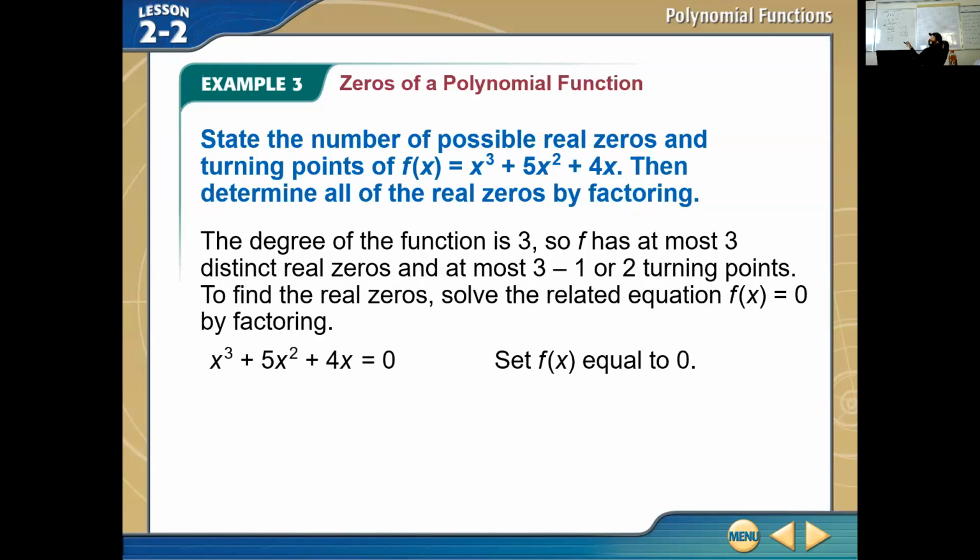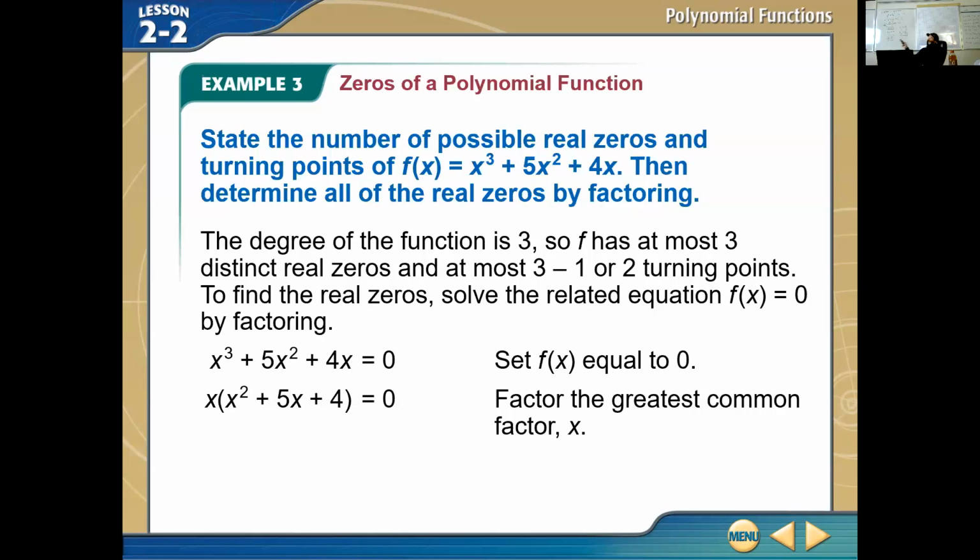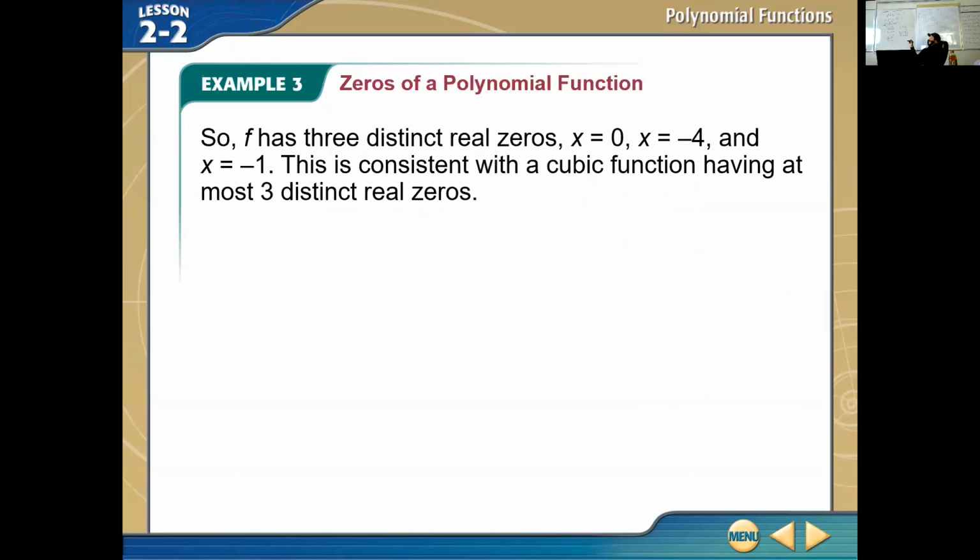So they set it equal to 0. They factor out the greatest common factor of x. Okay, and then they factor the trinomial. Then they're going to set each one of these individually to 0 and solve. That's how they got x equals 0, x equals negative 4, and x equals negative 1.